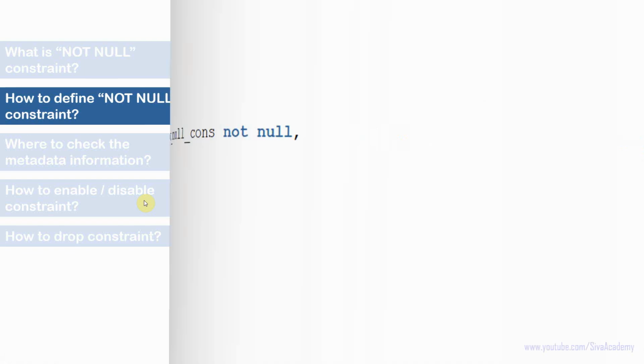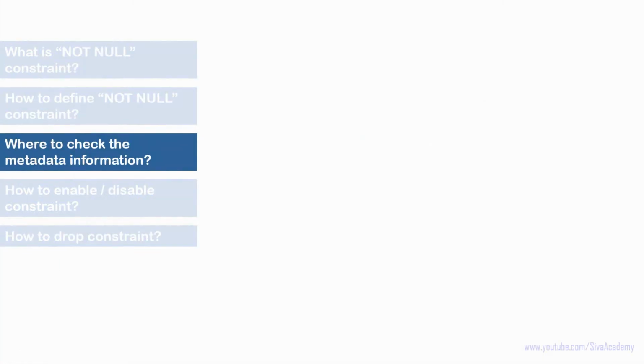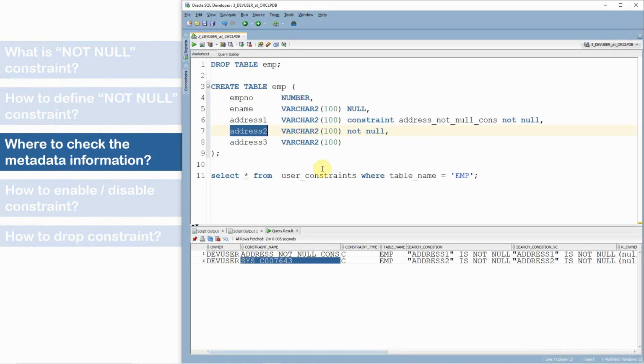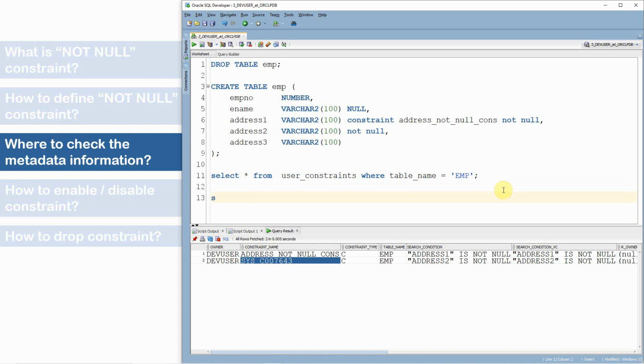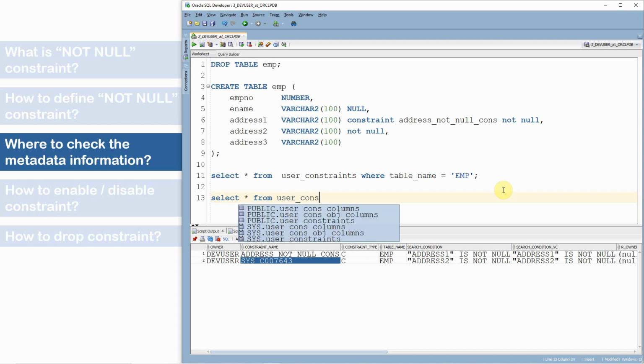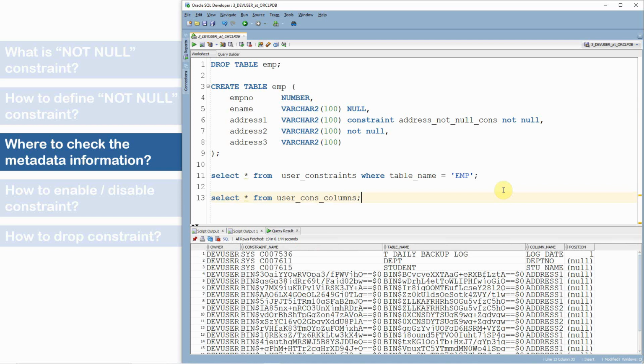Okay. So now let's check where to check all the metadata information related to the constraint. As I already mentioned, this is one of the very important data dictionary tables to know the information about the constraint name. There is one more very important data dictionary table related to the constraint, that is user_cons_columns.